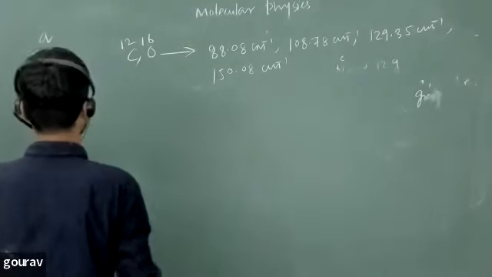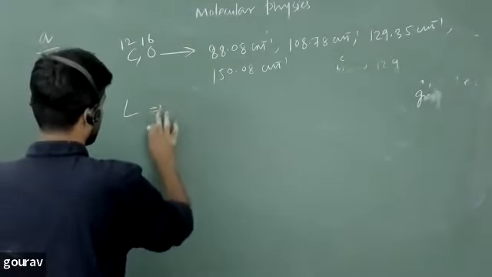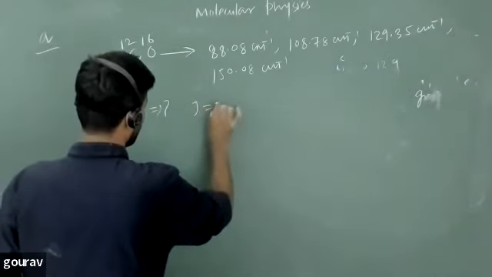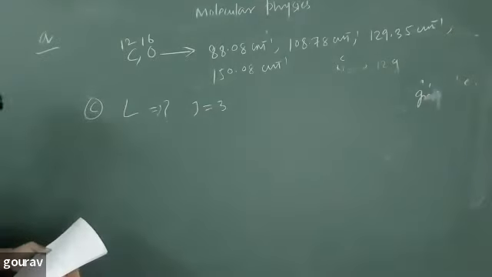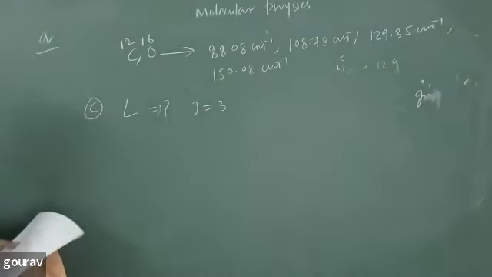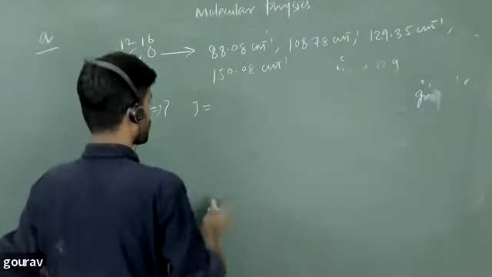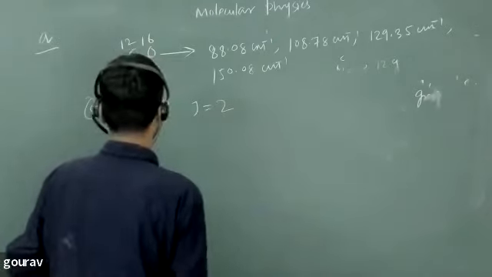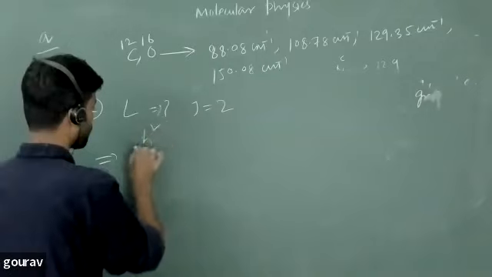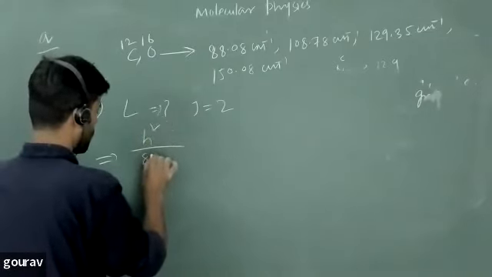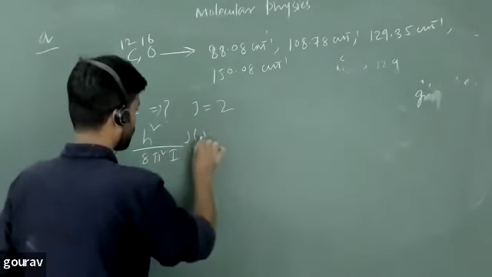So, you have to calculate L, angular momentum, for J equals 2, J equals 3. Second excited state means J equals 2, because for ground state J equals 0. So, I will calculate. So, h square by 8 pi square I into J plus 1.